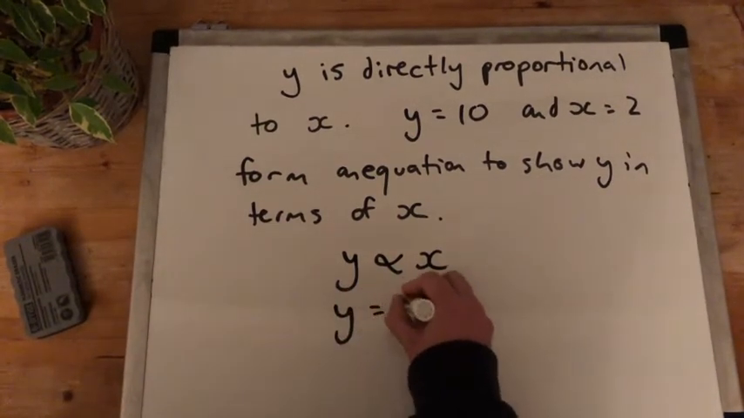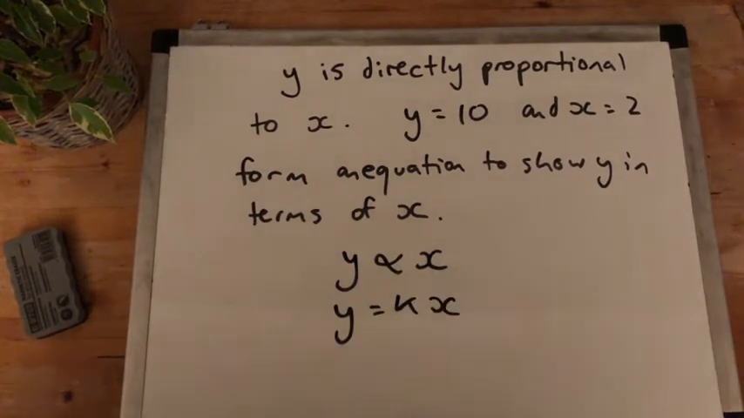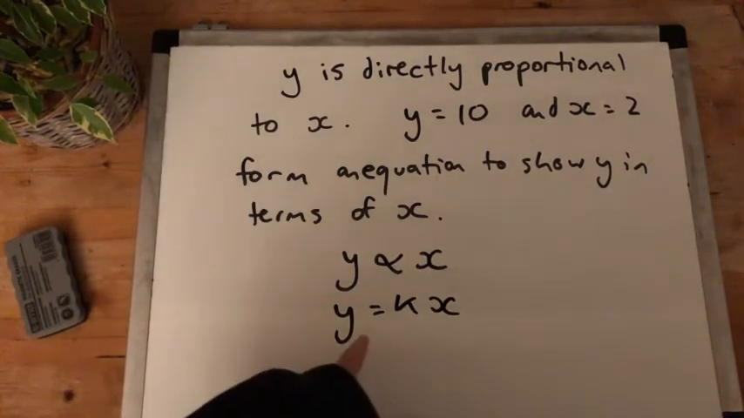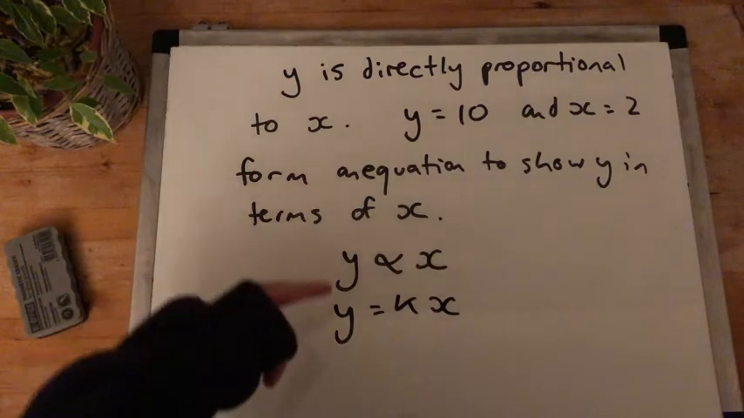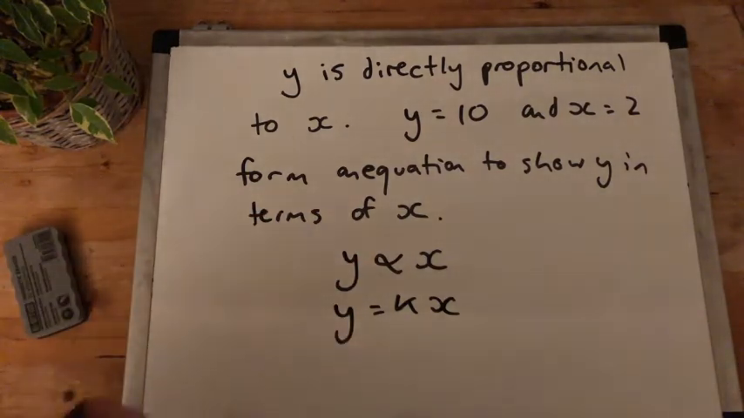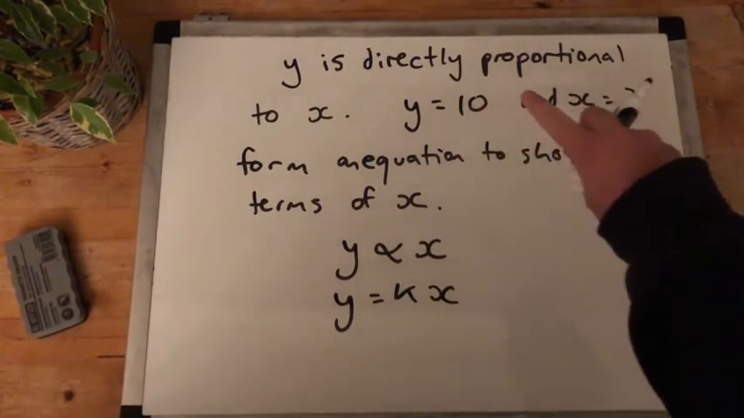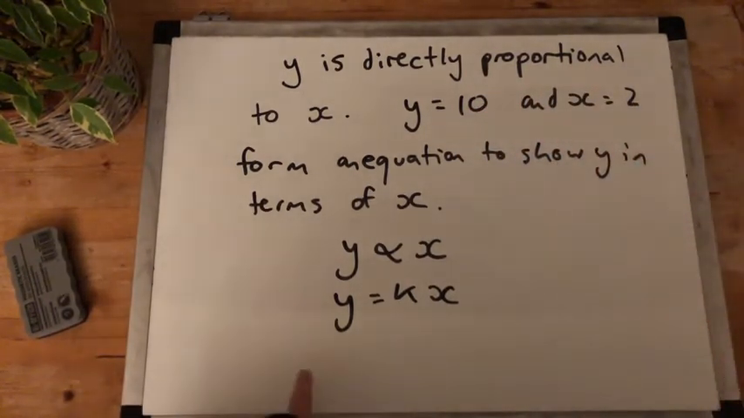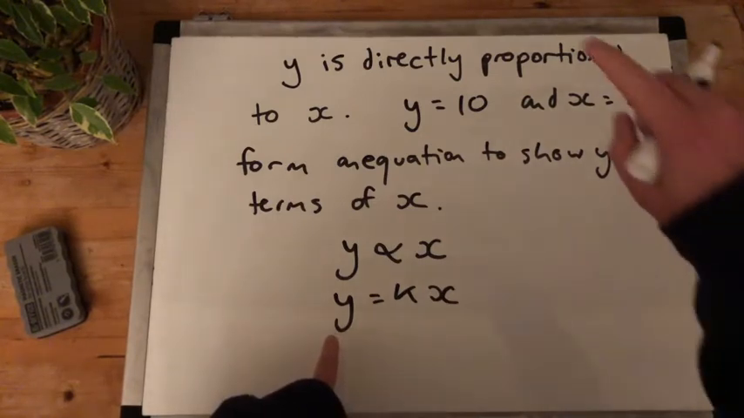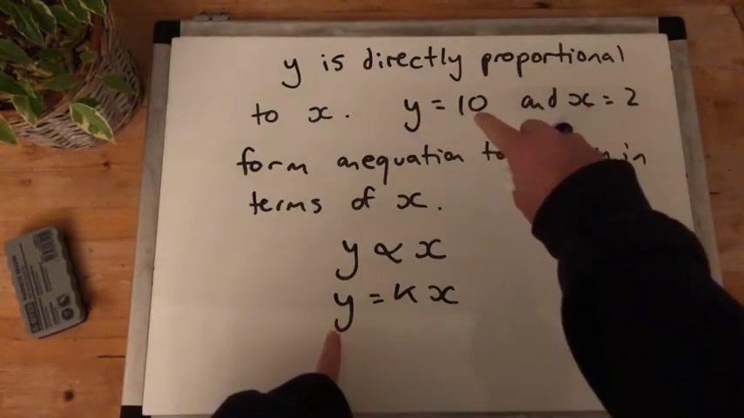Y equals kx. Why are we doing these lines each time? Why don't we just skip to y equals kx? Because we want to get all the marks possible, so we need to show all of our working out. This time here it's slightly different. It says y equals 10 and x equals 2. So instead of writing y, we're going to say y is the same as 10.